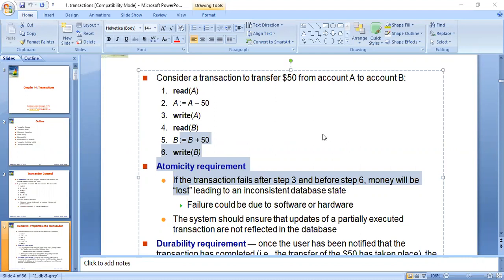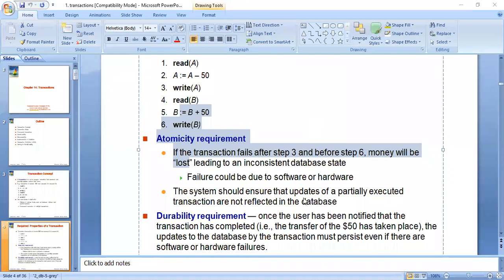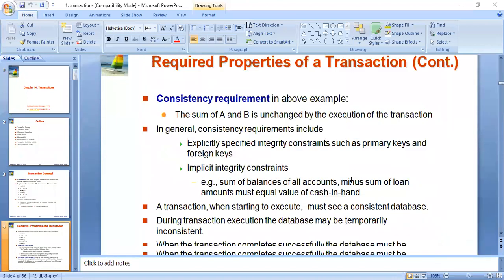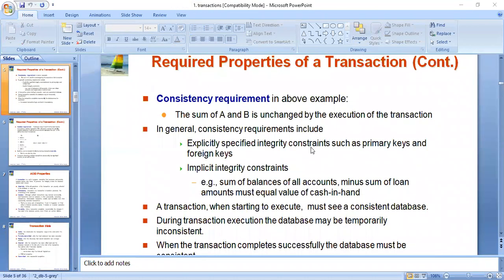This is called durability. Before transaction and after transaction, it has to persist. That means it has to be a consistent database. And next is the consistency requirement. Consistency is nothing but the sum of A plus B before the transaction and the sum of A plus B after the transaction has to be equal. Then it is called consistency.